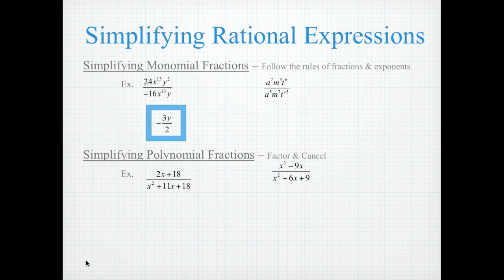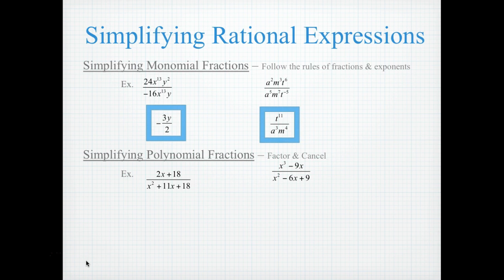So we start with the a's. There are 3 more a's in the denominator than there are in the numerator. There are 4 more m's in the denominator than there are in the numerator. And the difference between positive 6 and negative 5 is 11. So there are 11 more t's in the numerator than there are in the denominator. So our answer is t to the 11th over a to the third m to the fourth.